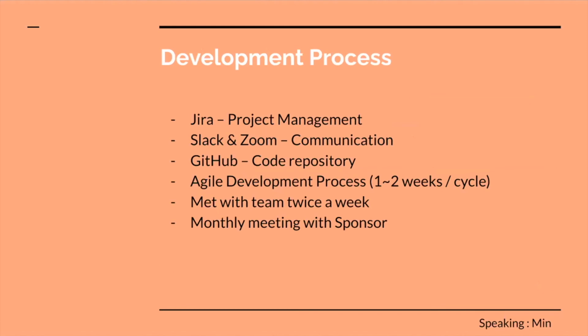Yes, thank you, Cesar. So for the development process, we use Jira for project management, Slack for internal communication, GitHub to host our repository, and Zoom to conduct our weekly meetings. We follow an agile development process with 1 to 2 week sprint cycles. We met twice a week to share progress, blockers, and ideas. We met with the sponsor once a month to share our progress and receive feedback.